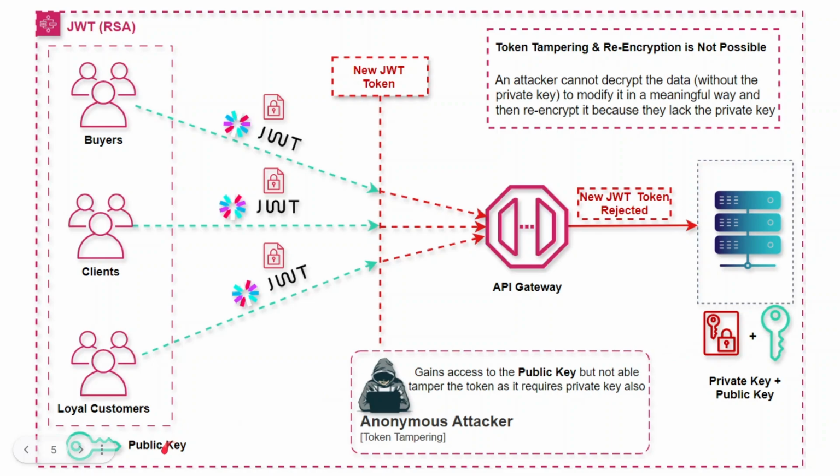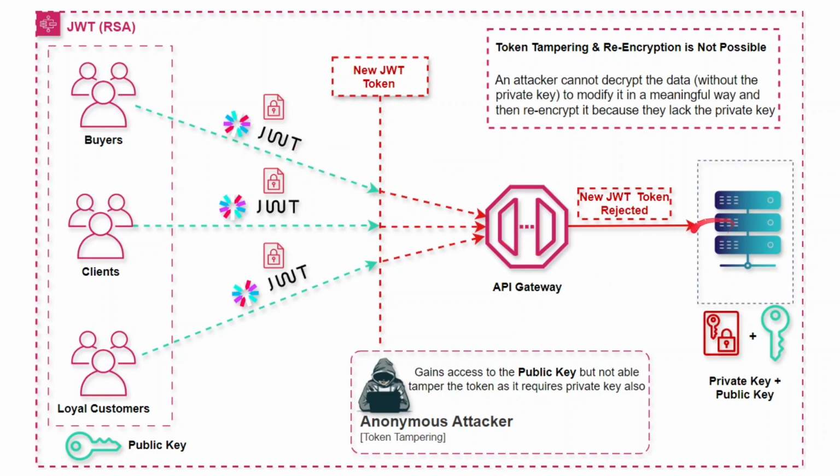Let's say this public key is being issued by the server itself, and whatever JWT token they are going to pass has been issued by the server itself. So the buyers, clients, and loyal customers have got this JWT token during their login stage from this server itself. Now this JWT token has been issued by this server itself by encrypting the token with this public key and signing the token with this private key.